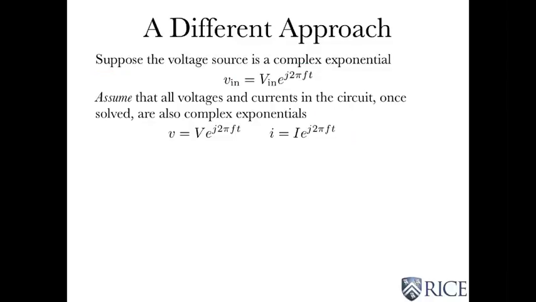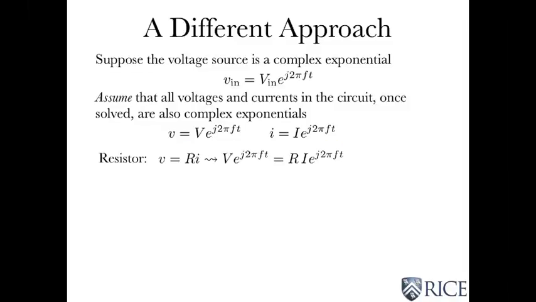Well, here's the claim: every voltage and current in the circuit, once you solve it for the complex exponential source, also turns out to be a complex exponential. Every voltage and every current is of that form. So what I want to do now is check to see if such a solution is consistent with the VI relations and with KVL and KCL. So let's do the VI relation.